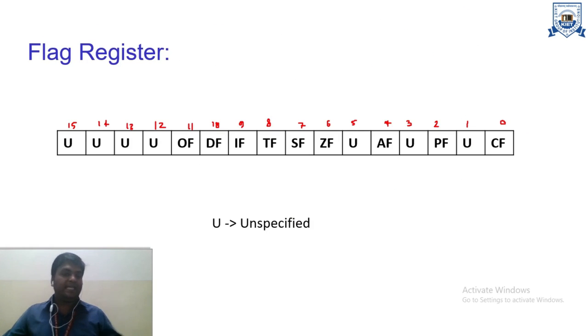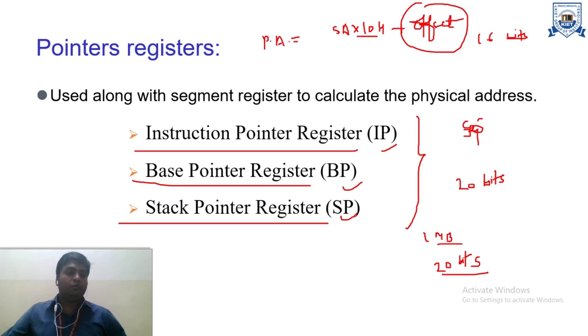So when we add this information, we finally get a 20-bit physical address, and with the help of this 20-bit physical address, we can access the memory.